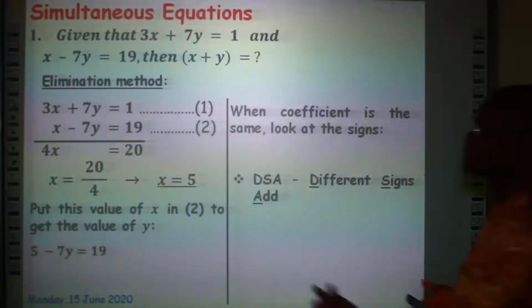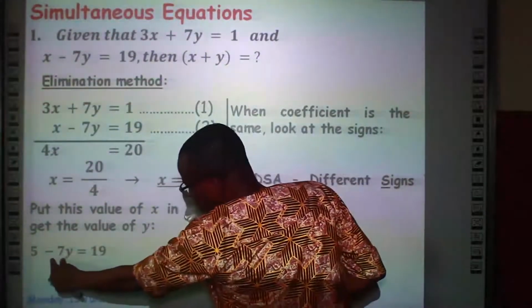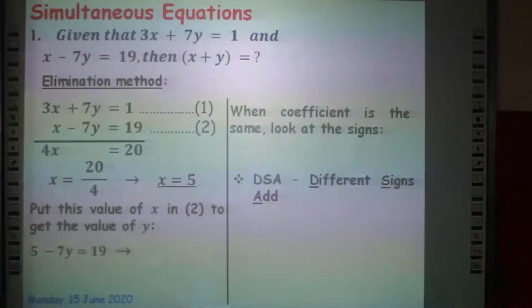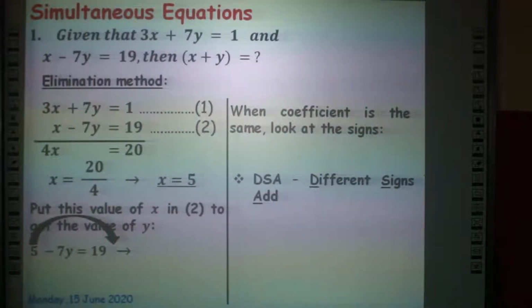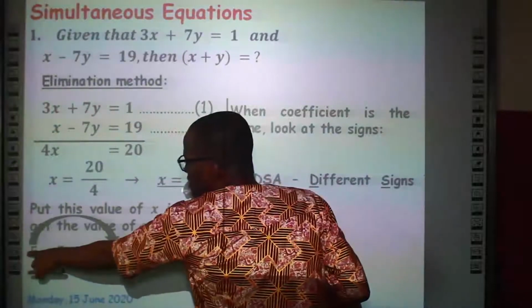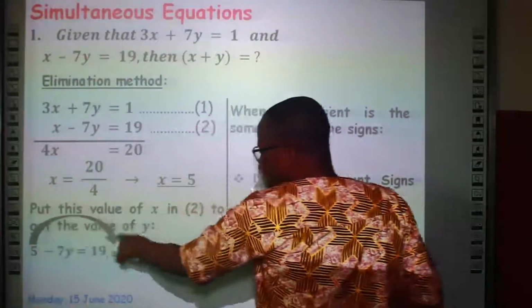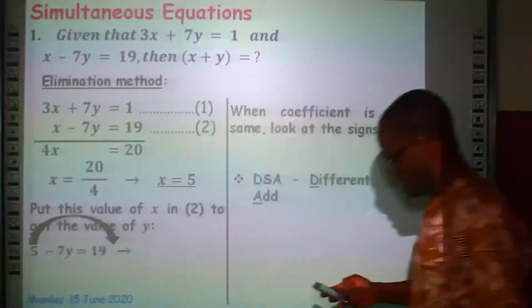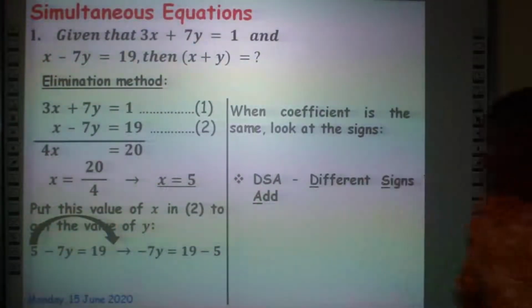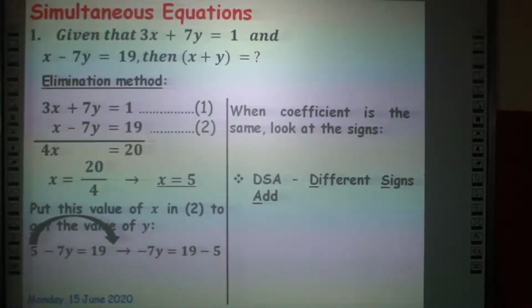How do we do that? We keep this, we make this the subject, and then move the 5 to the right-hand side. Okay? So you move the 5 to the right-hand side, and when you do that, the sign changes. The sign there is positive, but when you move it to the right-hand side, it becomes negative. So you have minus 7y is equal to 19 minus 5. And 19 minus 5 obviously gives you 14. So you have minus 7y is equal to 14.